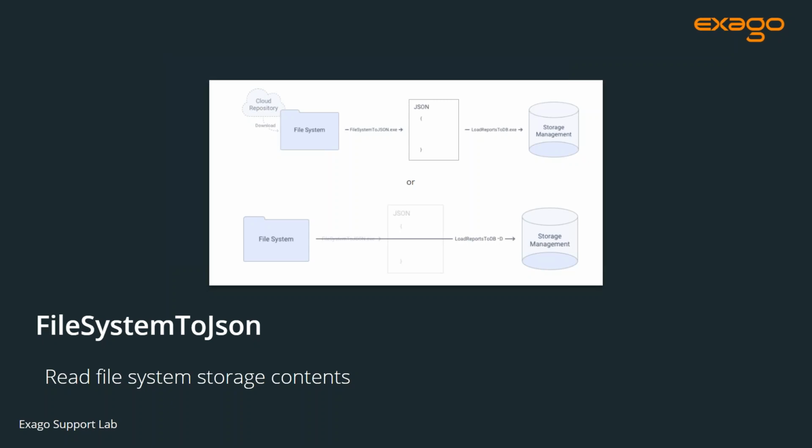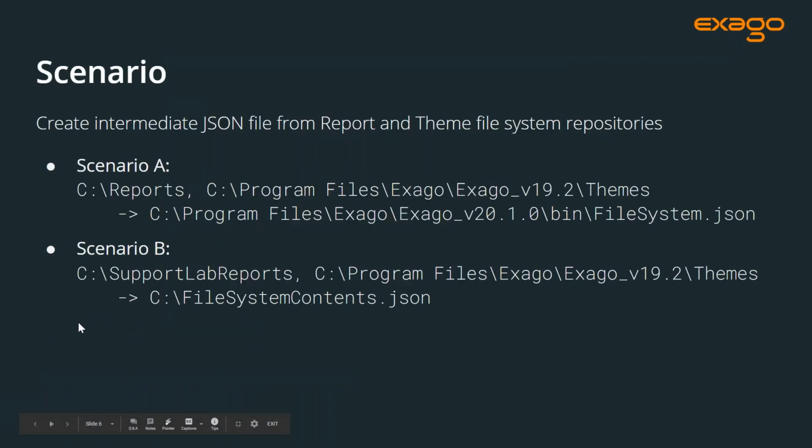All right. So one note here that we're going to be walking through, but if you don't need to make any modifications to the JSON file, you can actually skip this step and use load reports to DB to read directly from the file system repository. Now, we're going to talk about using file system to JSON first. So we have 2 scenarios on screen that we're going to talk about. The first uses default settings for the placement and naming of the created JSON file. The second is an example of specifying that via a third and optional argument in your command. In both examples, we're reading from a legacy file system reports directory, as well as a legacy themes directory from our 19.2 installation.